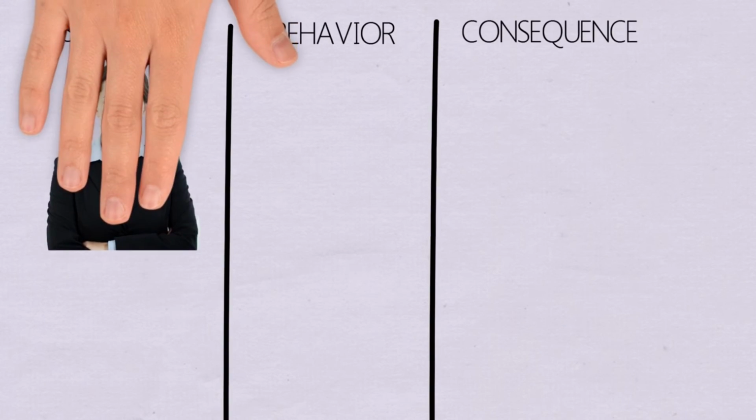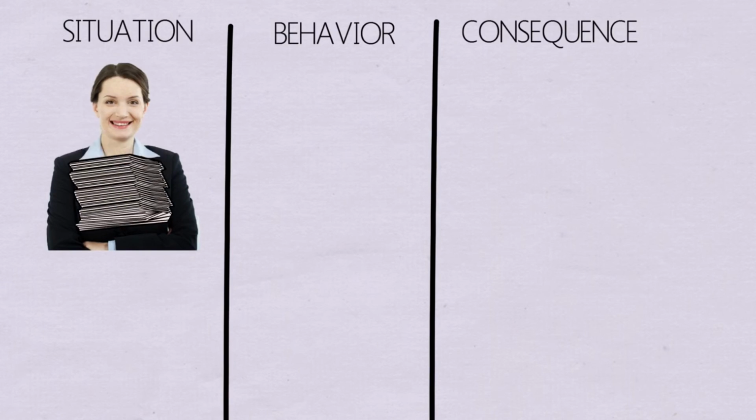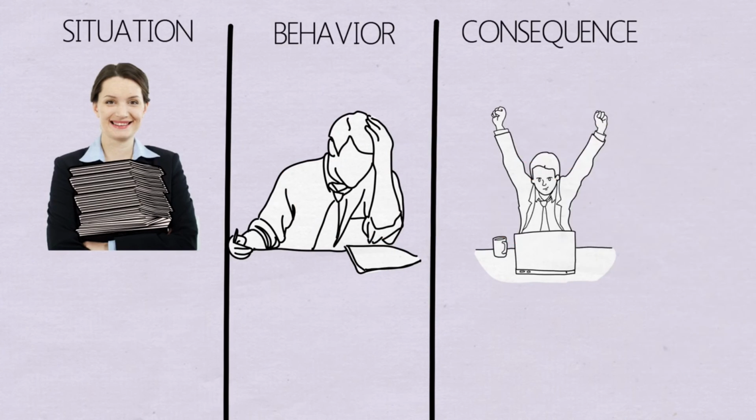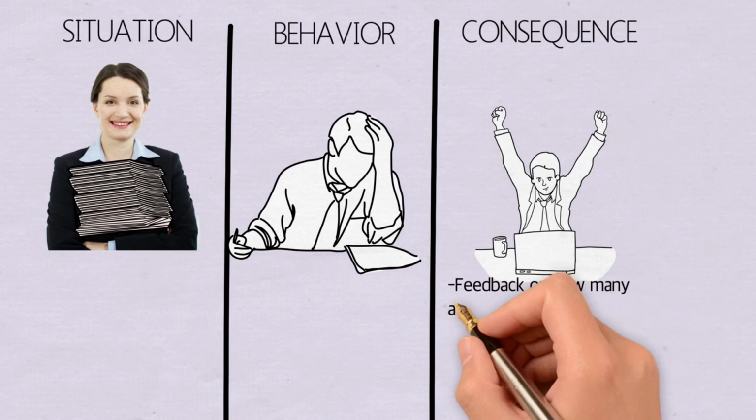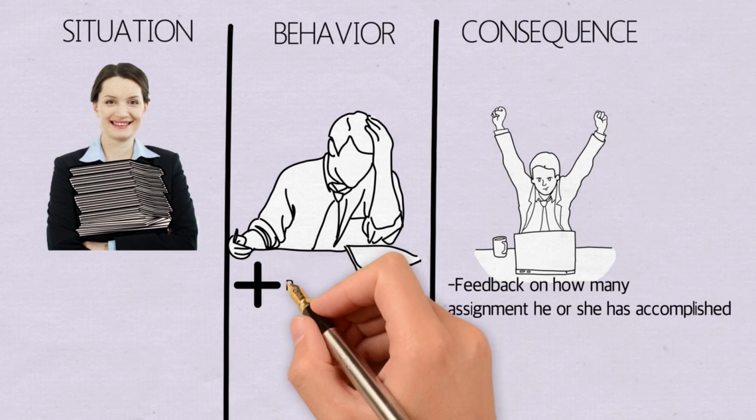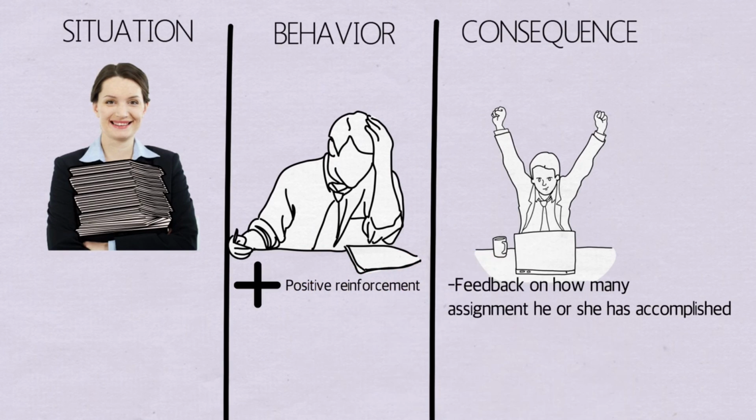And when it comes to the never-ending pile of assignments, the manager can oversee the waiting assignments by him or herself, or appoint someone in the team whose job it is to prioritize between the assignments, so that the only feedback the personnel will get is on how many assignments he or she has accomplished and not how many are left. And in this way, we have managed to shift from negative reinforcement to positive reinforcement.